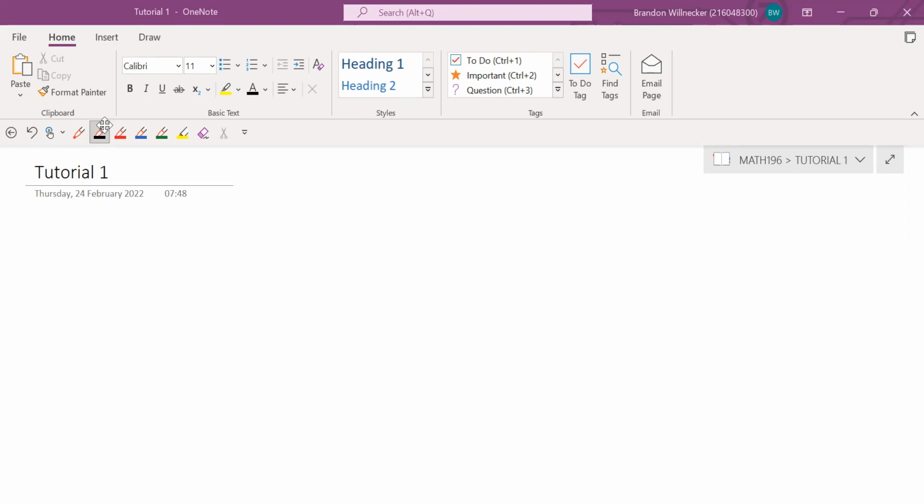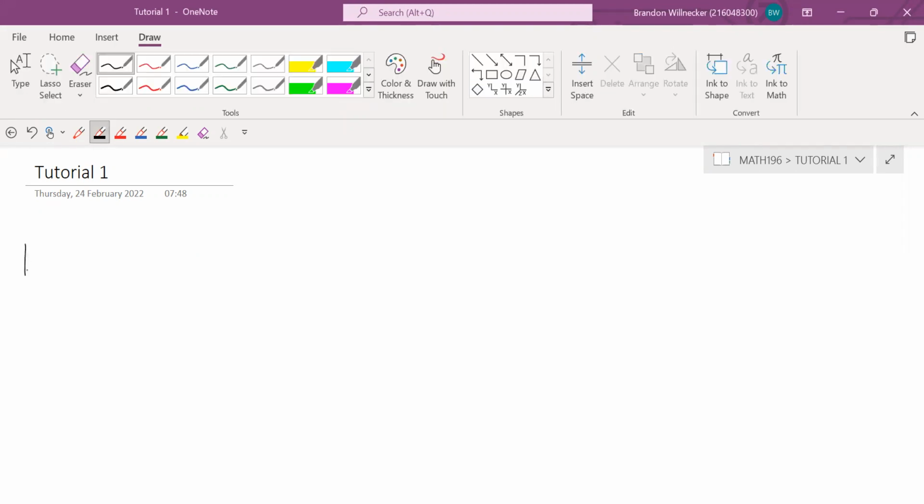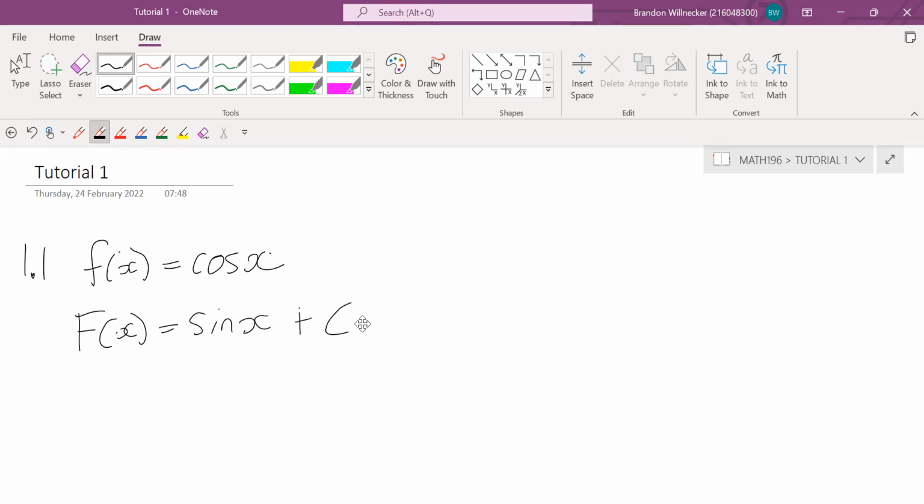Okay, so question 1 was about finding the antiderivatives of certain functions. So let's take a look at 1.1. We're given the function f of x is equal to cos x. If we want to find the antiderivative, then that's going to be capital F of x is equal to sine x plus c. So remember, we need to add the constant plus c whenever we're looking at the general antiderivative or the family of antiderivatives.